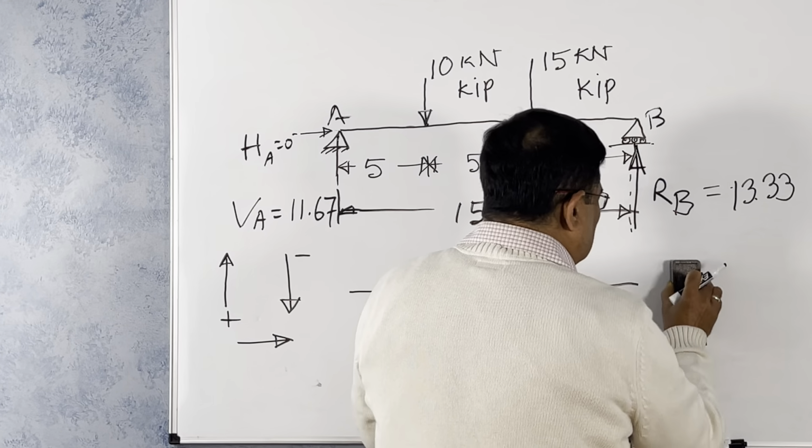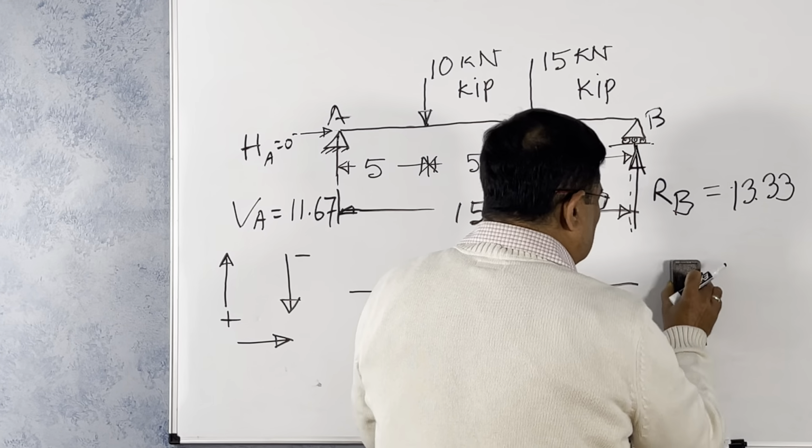At this point, what is your moment? It is 11.67 times 5. So this value is 11.67 times 5, 58.35. So you have a moment here of 58.35. There is no other force at this point, so the shear force is constant. So our moment here will be linear.